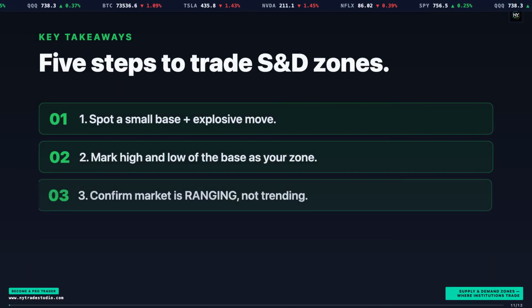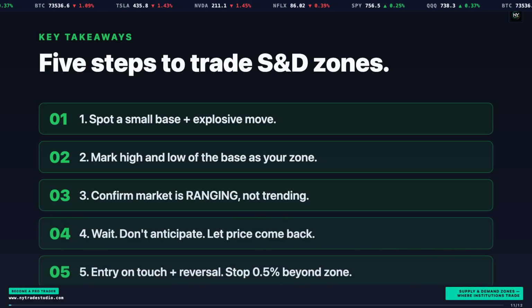Your playbook. 5 steps. Print this and tape it next to your monitor. Step 1. At the end of every trading day, scan your favorite tickers. Look for a small base, 1 to 3 tight bars where the daily range is under 3% of price. That's the institutional fingerprint. Step 2. Wait for the explosive move. 5% or more rally for demand zones, or 5% or more drop for supply zones. That's confirmation the institutions are committed.